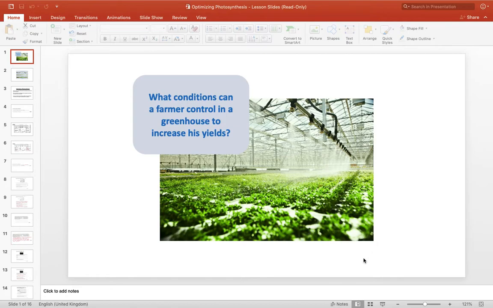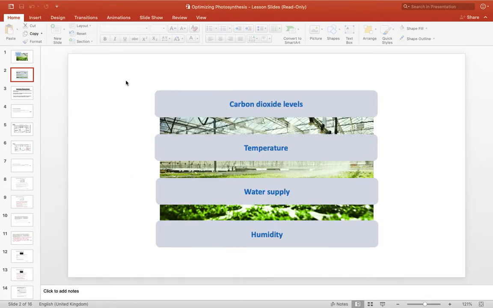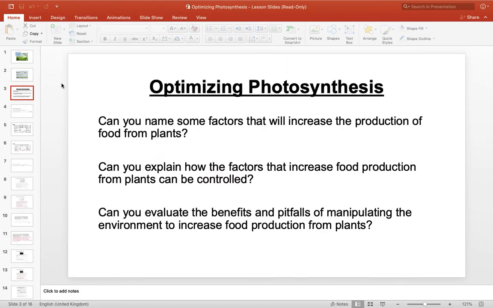Okay, so you should have had a think about this question now on the board. Different limiting factors could have been given as an answer. So carbon dioxide levels, temperature, water supply, humidity. You could have had light intensity, light duration. These are all things that would increase the yield of a plant.